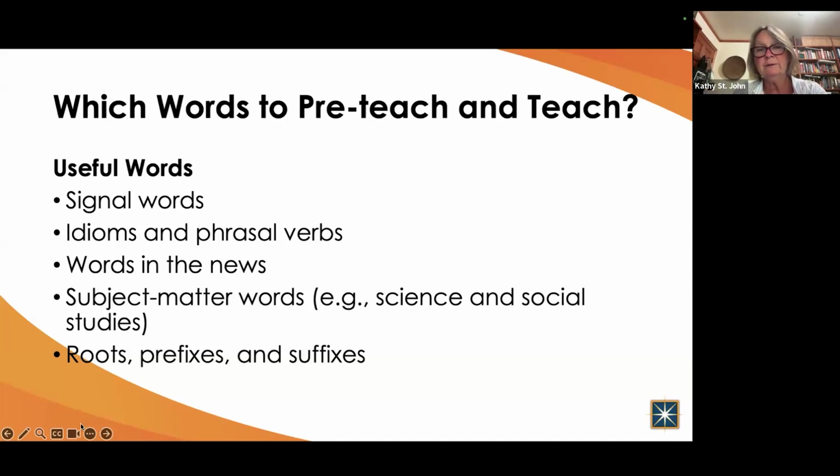Idioms and phrasal verbs. These are not a problem usually for native English speakers, but they are killers for English language learners. So idioms, like, can anybody think of an idiom? Piece of cake. It's a piece of cake. That has no literal meaning that makes sense to anybody, right? It's a cultural construct.